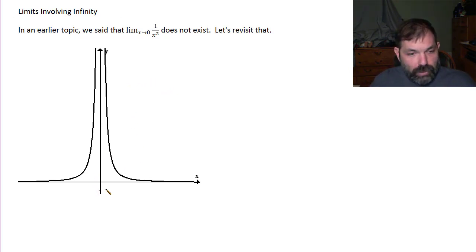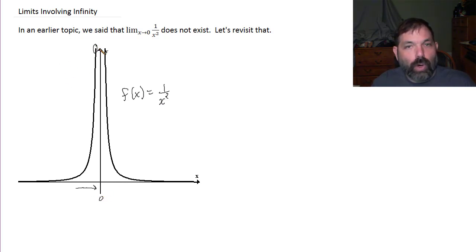As x approaches 0 from the left, and here I have a graph of the function, this is the function 1 over x squared, we see the output growing without bound in the positive y direction. Similarly, as we approach 0 from the right, the value, again, becomes very large. It grows without bound, again in the positive direction.